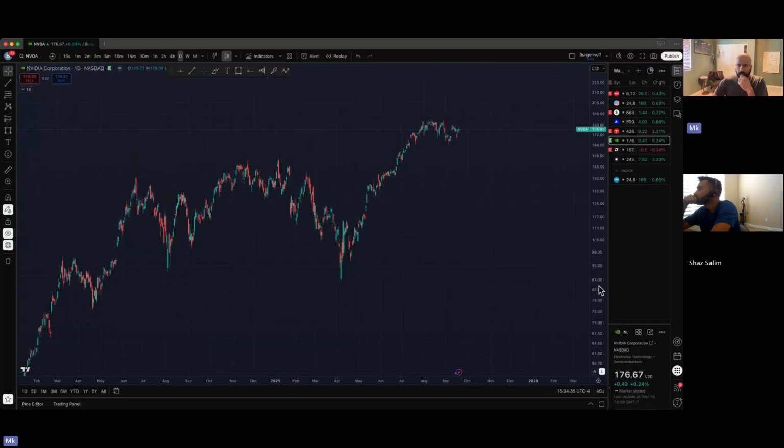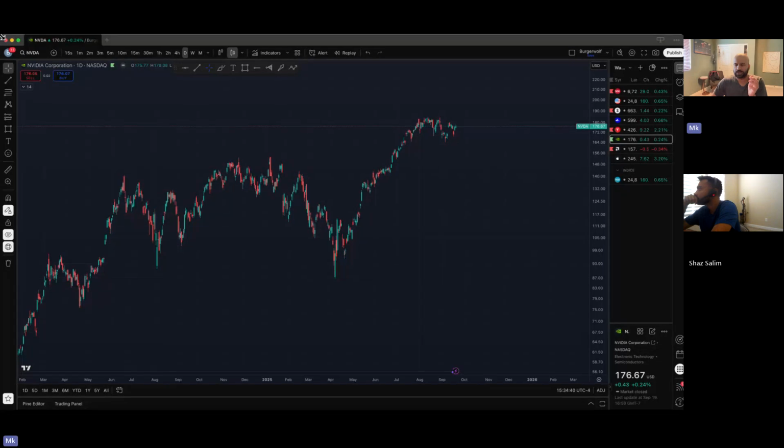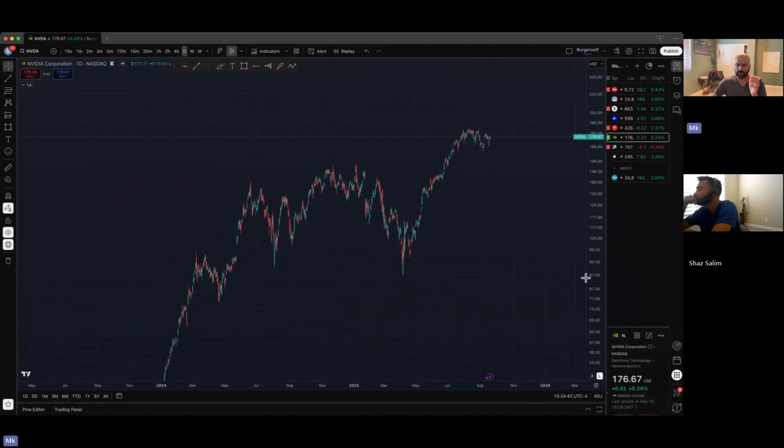So the stuff we already know about resistance and support, the obvious stuff, right? Wherever there's an equal high or a top forming, that's where you'll usually draw a level, right? And that's true for the most part.